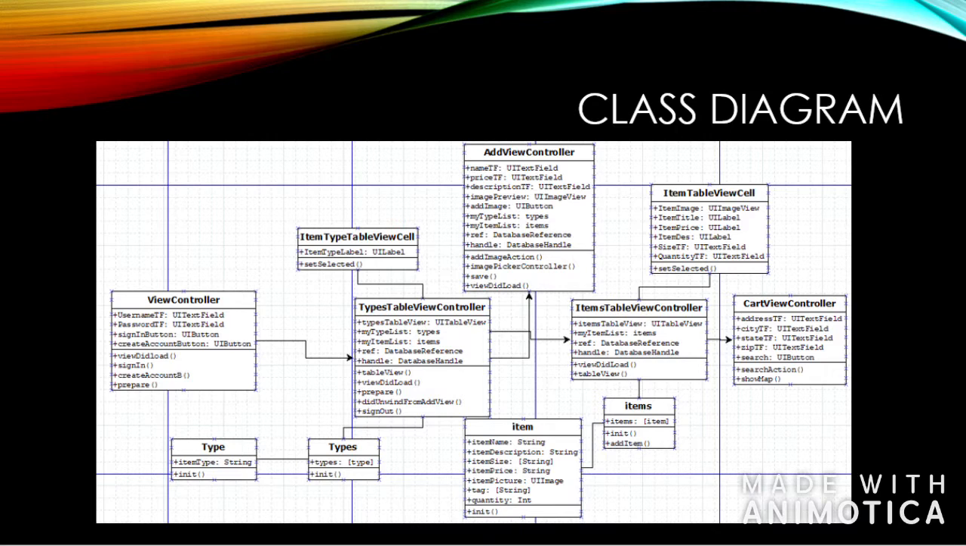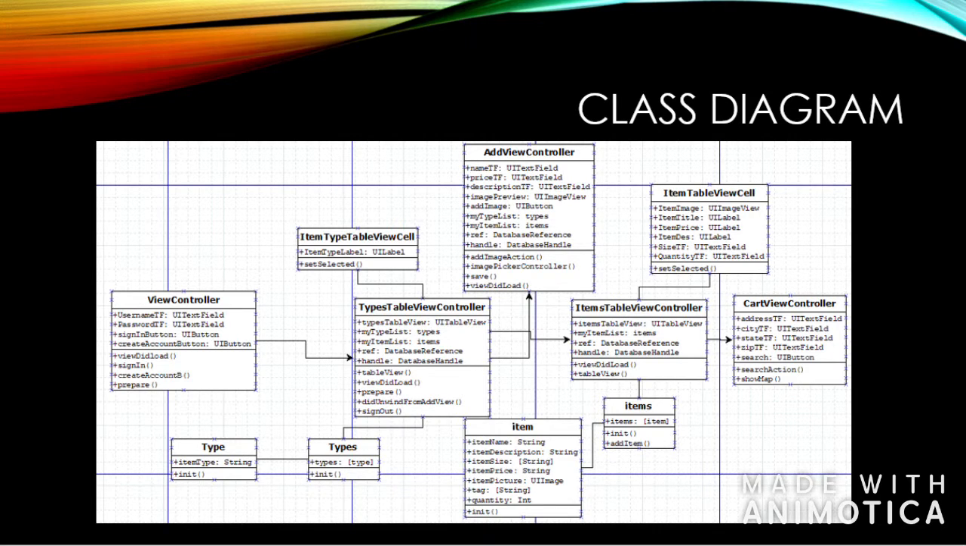And then moving on, we're going to the add view controller, and in this you're supposed to put in a name, price, description, image, and you can click the add image button and it would add an image from your gallery, or you can take one with your camera. It has a reference and a handle to save it once it's finished.